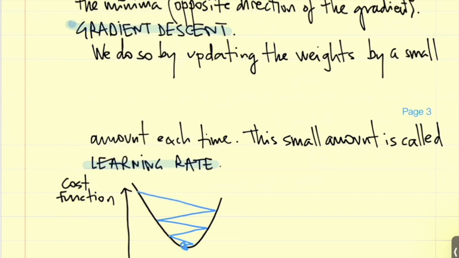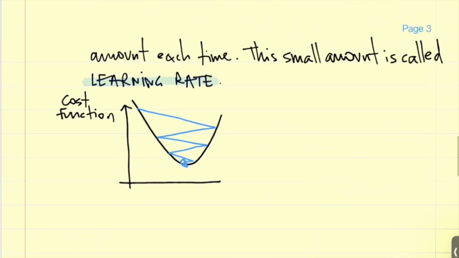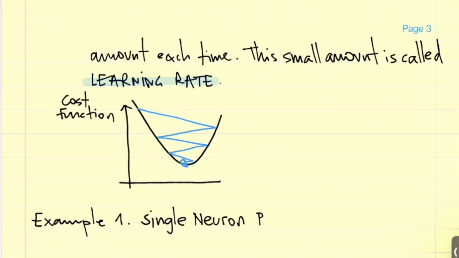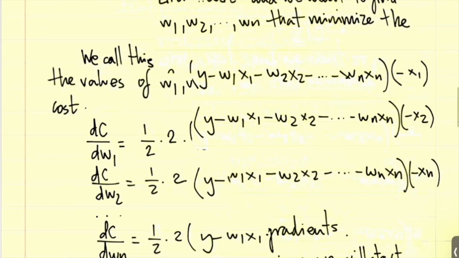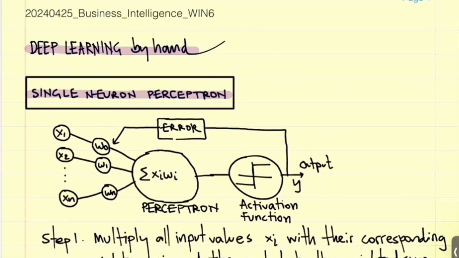So let's do now these steps by hand. Imagine an example or several examples, okay? Example number 1, single neuron perceptron forward pass. Forward pass means before going back. Okay? So only forward.